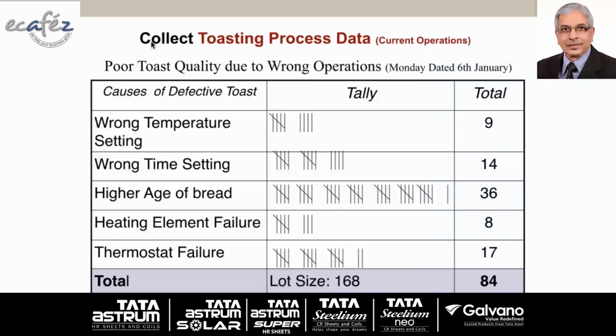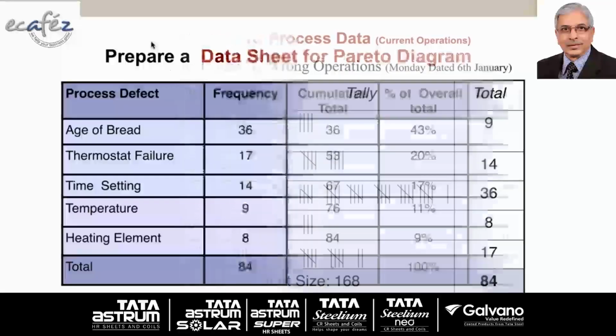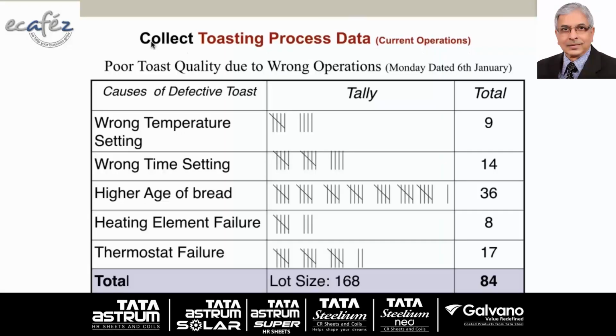So 84 data means a lot size of 168 breads were there. And these 84 failures were observed. It means 50% of the breads were rejected because of these problems, and only 84 breads were passed for use.